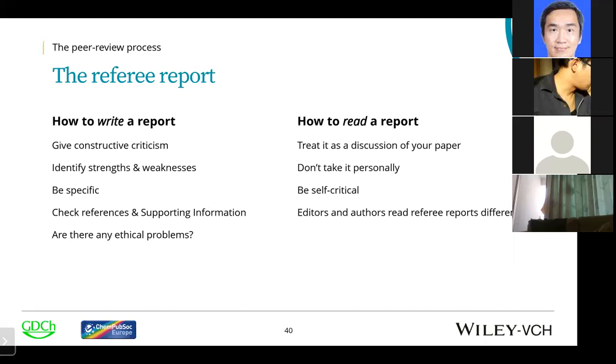And for authors, how to read a report is quite important for them to improve the work. They shouldn't just treat the review report as something that's a final order or something like that. They need to treat it as a discussion of the paper, and they shouldn't take the review report personally. Authors need to basically look inward and be self-critical. Of course, editors and authors often read review reports differently because of the different perspectives. They interpret review reports differently.